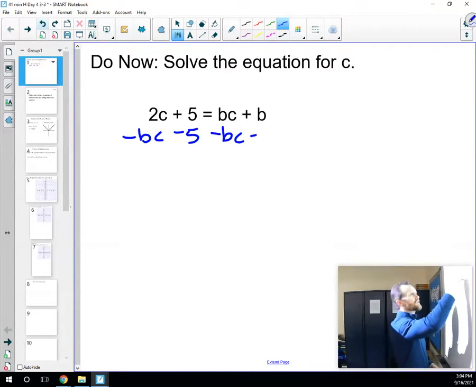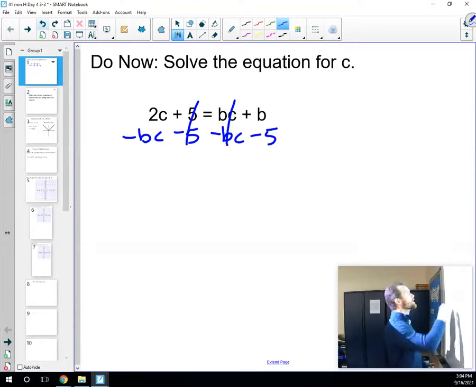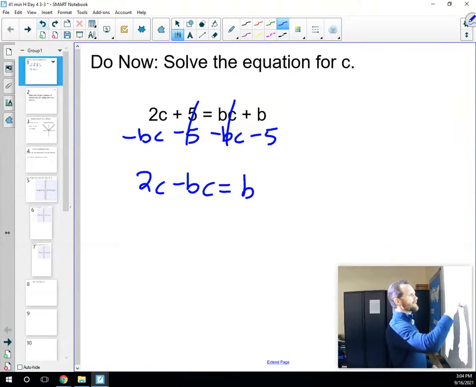That 5 does not have a C, so I'm going to move it just to the other side of the equation, just to get it out of the way. That'll cancel out there, and the BC's will cancel out. So we're left with 2C minus BC equals B minus 5.